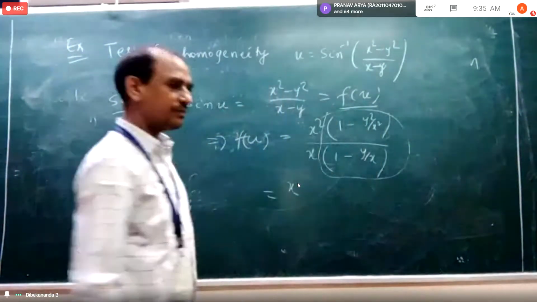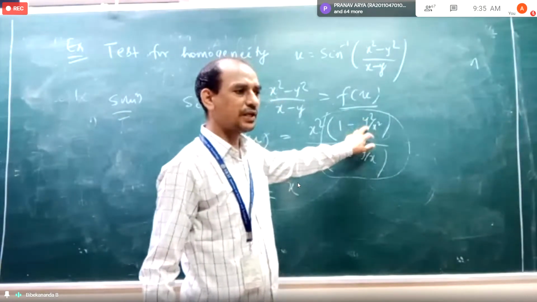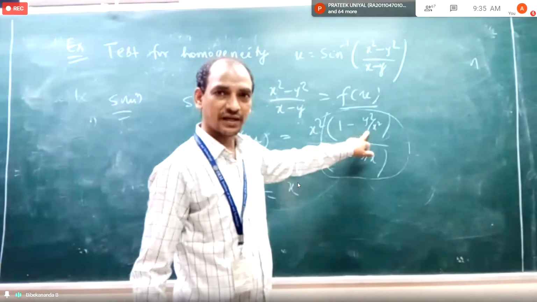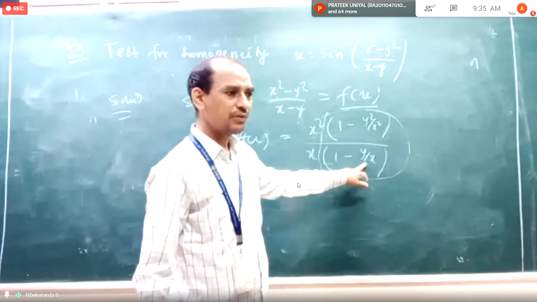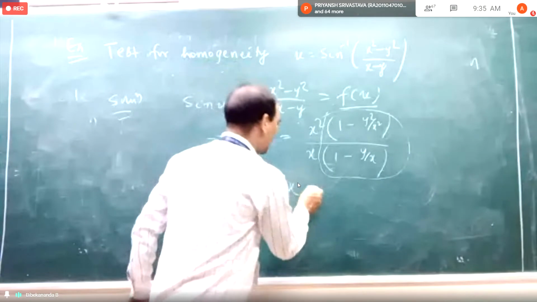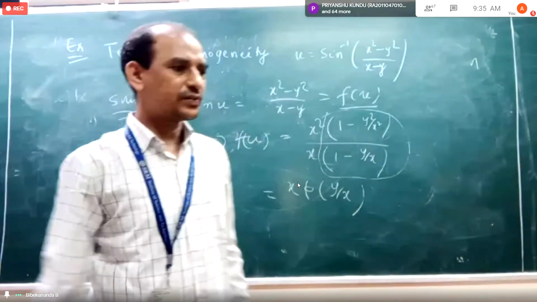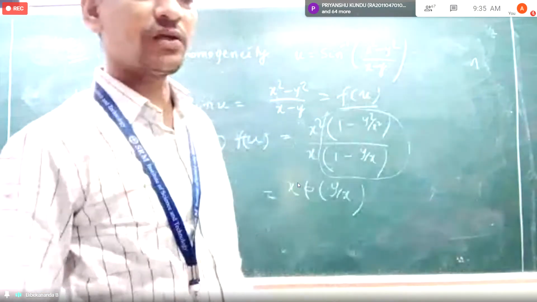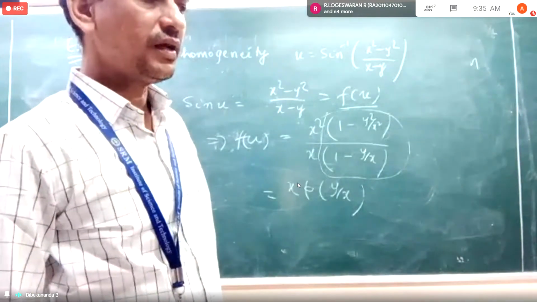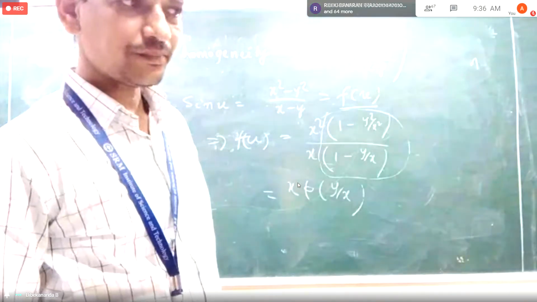Now for the remaining part, what is the variable here? The function and y by x. So the total thing will be nothing but a function of y by x. Did you get my point? Yes, sir.